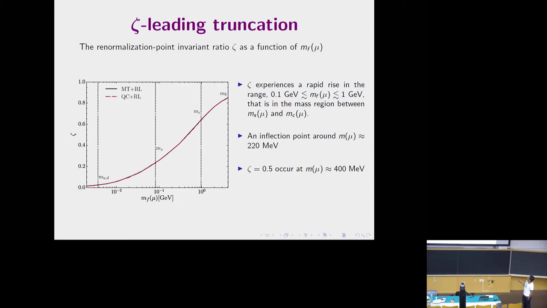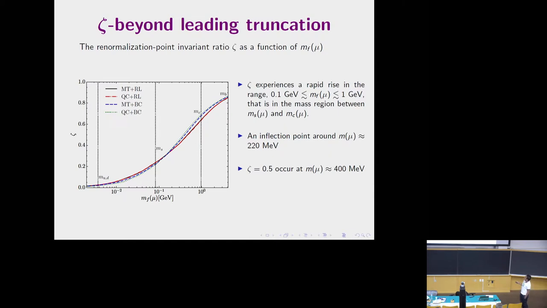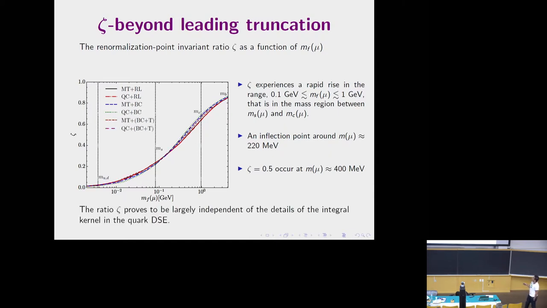This is for the case of the leading truncation. And for the other truncation, this is the behavior of the evolution of this parameter. And from this, we have the fair conclusion that this ratio proves to be largely independent of the details of the integral kernel in the quark Dyson-Schwinger equation.